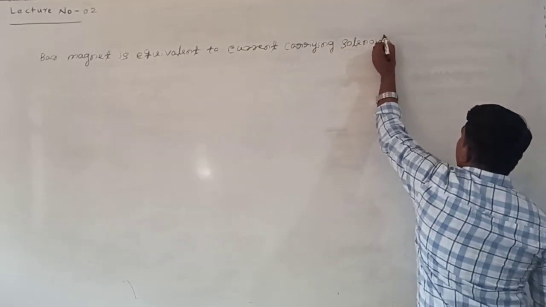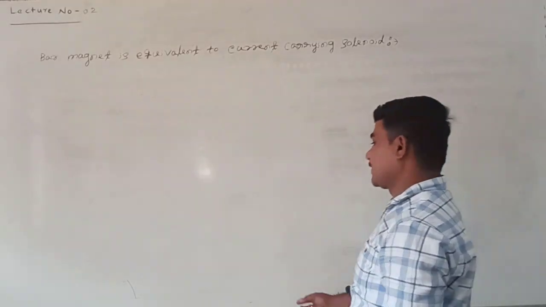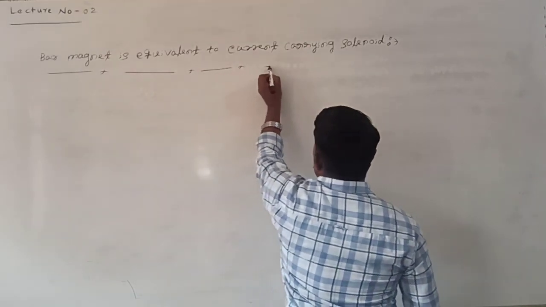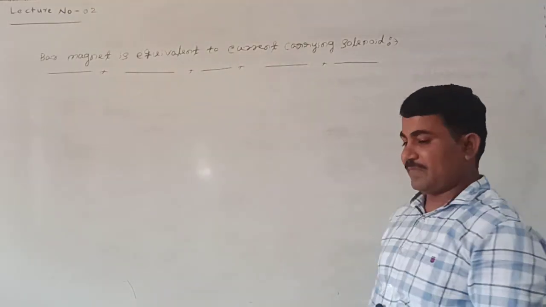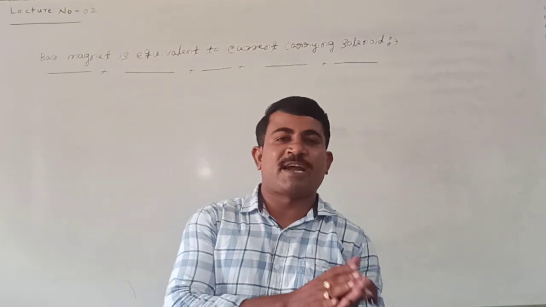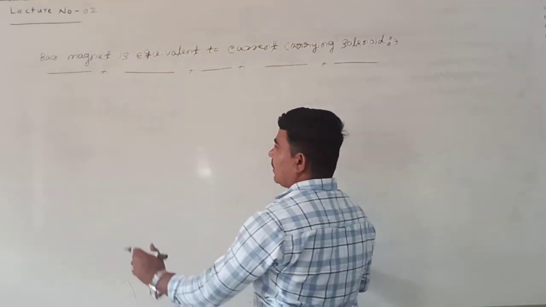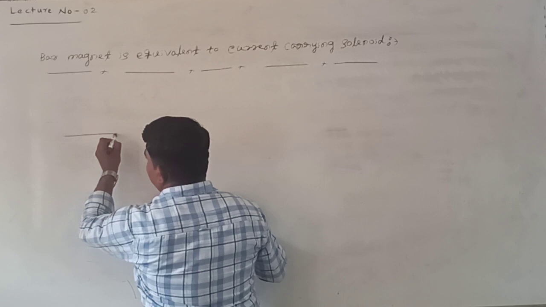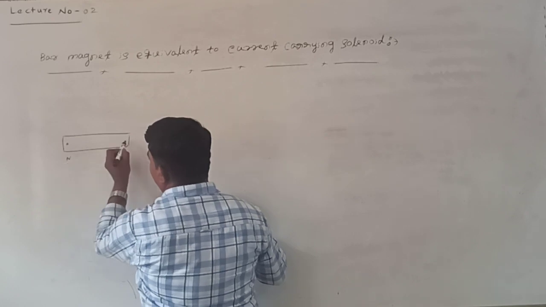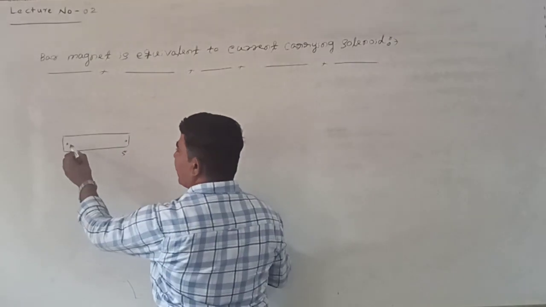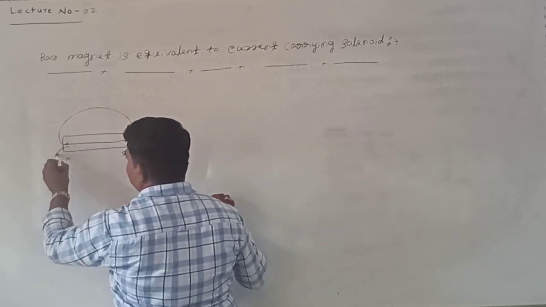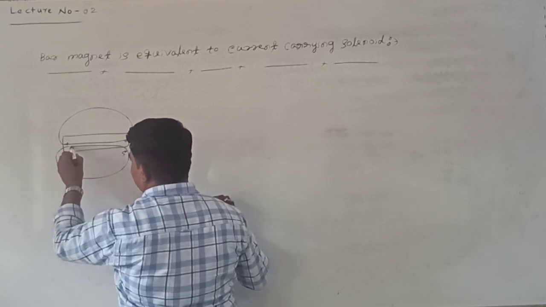See here. Look at me. How are both equivalent? Students, separately I will draw the diagram for both the bar magnet and the current carrying solenoid. So we can call this a bar magnet. This bar magnet consists of north pole and south pole. Right or wrong? How are the magnetic field lines? Outside from north pole to south pole, inside from south pole to north pole, like this. Are you following?